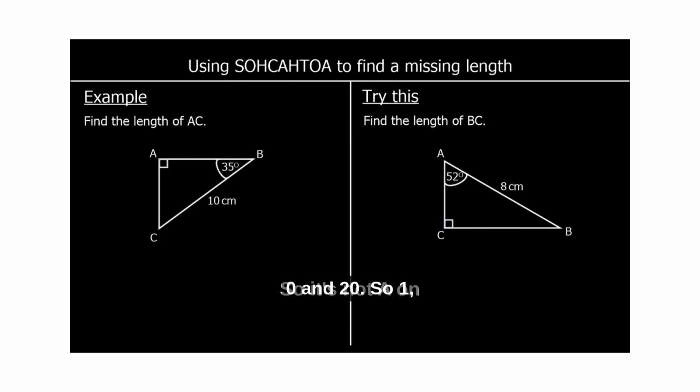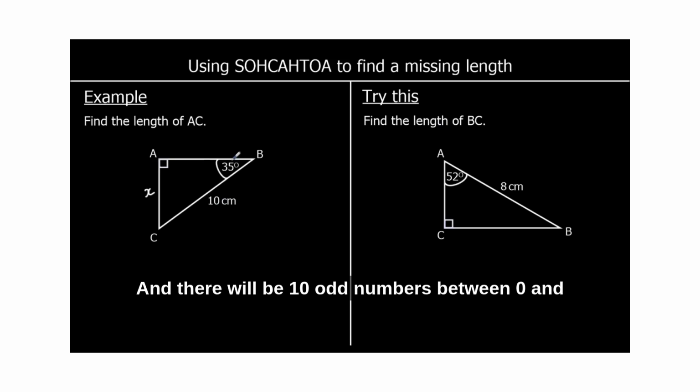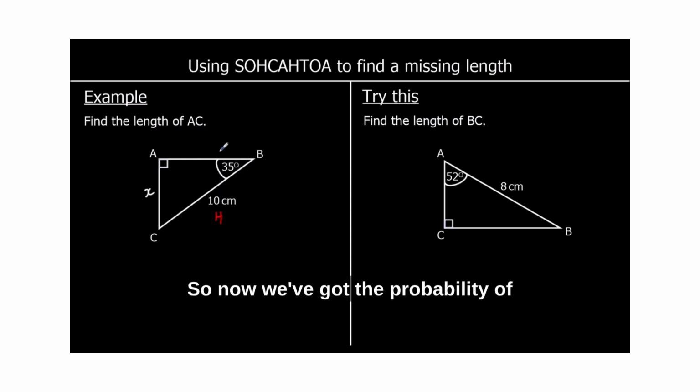Let's have a look at a question. Find the length of AC. That means we're working out this length here. The first step is to label the triangle. So which one's H? H is the longest side. O is opposite the angle we're using. So we're using this 35-degree angle. Opposite it is what we're working out, our X. And the other one is called the adjacent, next to the angle or in between the angle and the right angle.